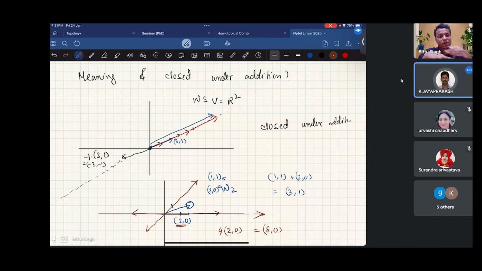A subspace of R3 will be a plane or a straight line. Similarly, a subspace in R2 is either a straight line or the whole plane, because the whole plane is also a vector space.